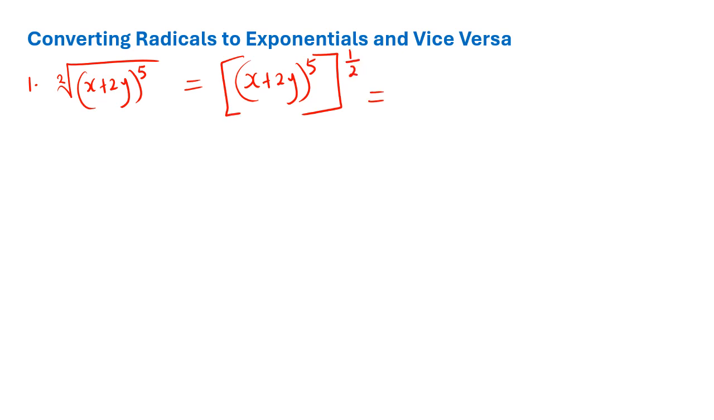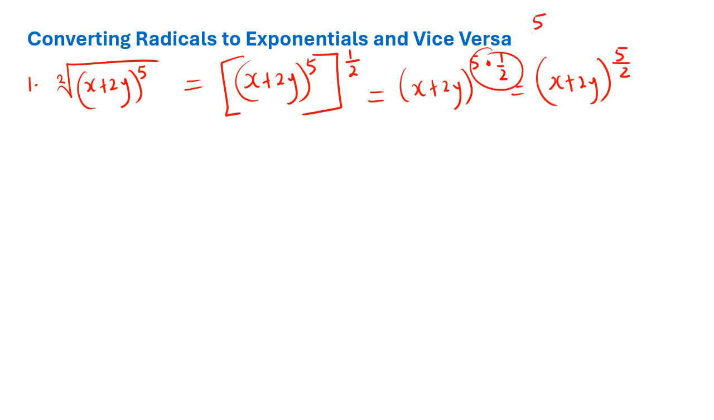What it means is that I'm going to have the radicand x plus 2y raised to the 5 times 1/2. This gives x plus 2y to the exponent 5 over 2, because 5 times 1/2 is just 5 over 1 times 1 over 2, and that will be 5 times 1 is 5, and 1 times 2 is 2. So that will be your final result in exponential.